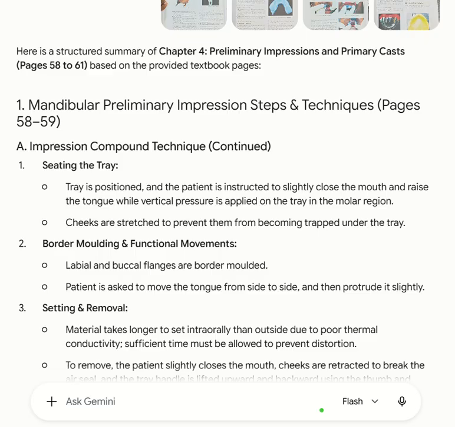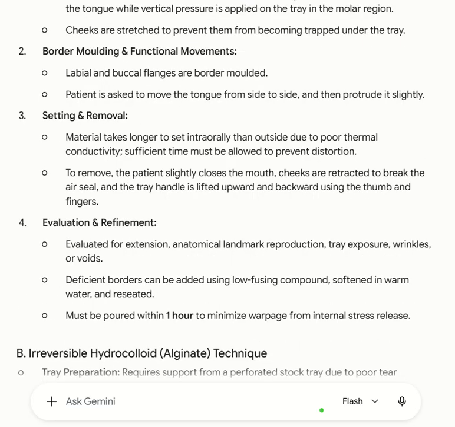Border molding and functional movements. Labial and buccal flanges are border molded. Patient is asked to move the tongue from side to side and then protrude it slightly. Setting and removal: material takes longer to set intraorally than outside due to poor thermal conductivity. Sufficient time must be allowed to prevent distortion. To remove, the patient slightly closes the mouth, cheeks are retracted to break the air seal, and the tray handle is lifted upward and backward using the thumb and fingers.